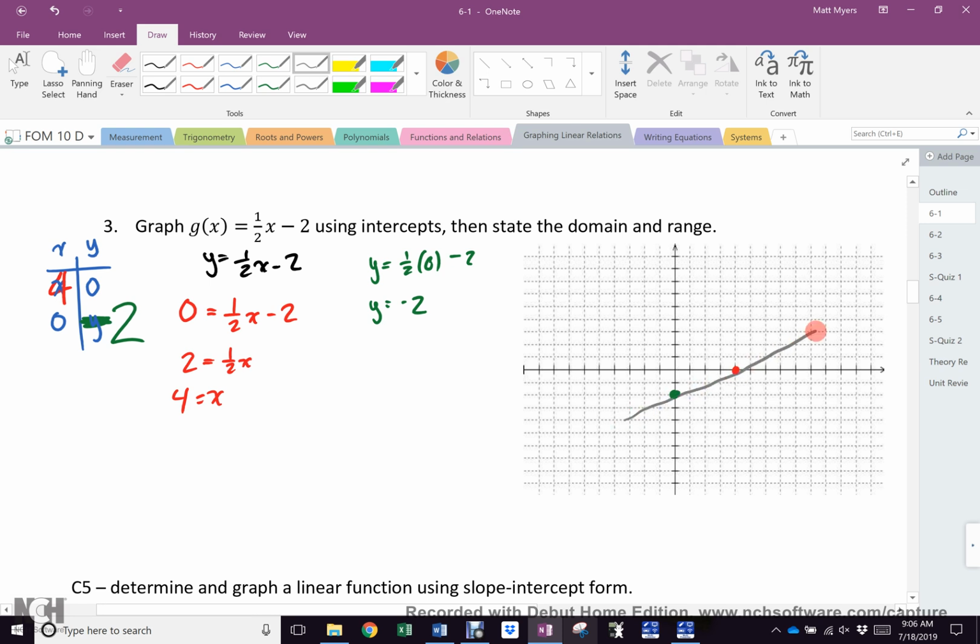Will that line go forever in both directions? Yes, of course it will, because every single number in the universe can be cut in half, and 2 can be divided or taken away from that result. Everybody good?